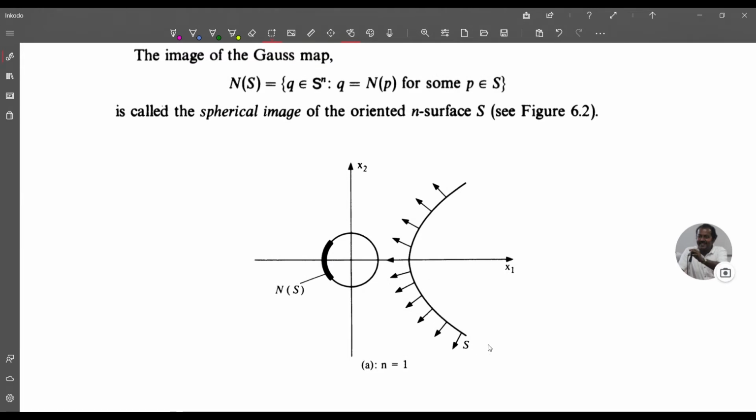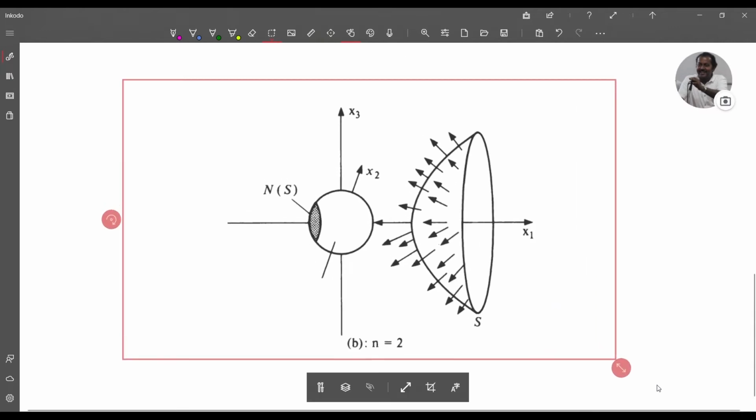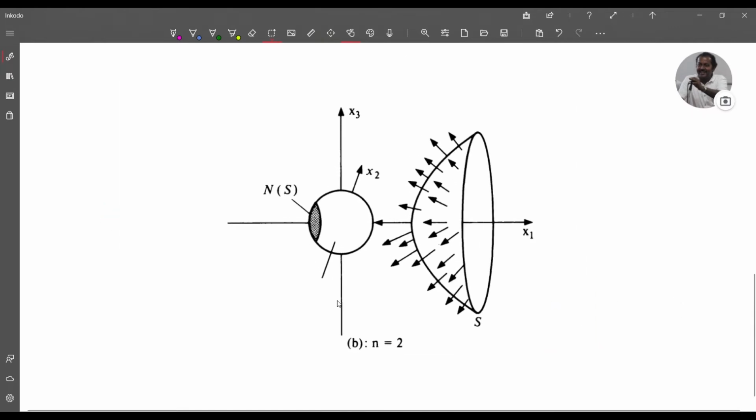We consider another example. Consider a surface in R^3, so here the case is n equal to 2. Then you consider this surface S. You can see that these are all unit normal vectors on S. Corresponding to each point here, there exists a point on the unit sphere. So this portion gives the spherical image of this portion of S.